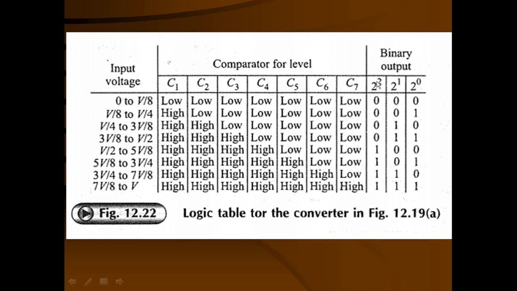And corresponding to that, the binary digital output, with MSB being the 2 raised to 2 bit, then 2 raised to 1, and 2 raised to 0 the LSB bit, is going to be 0, 0, 0. So this is the digital signal corresponding to the voltage in the range from 0 to plus V by 8.